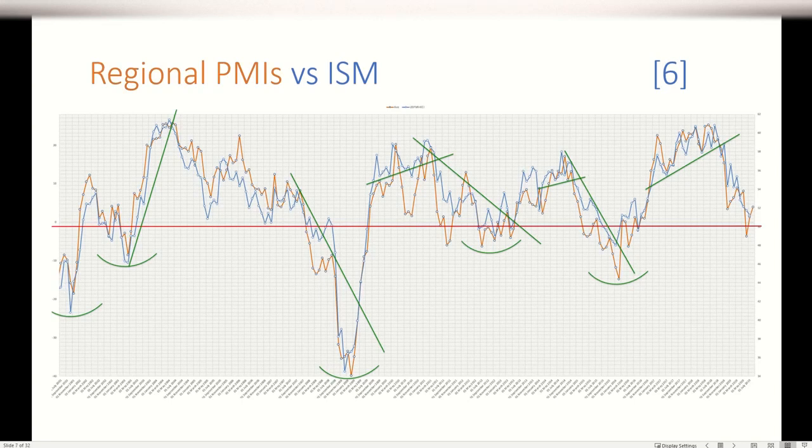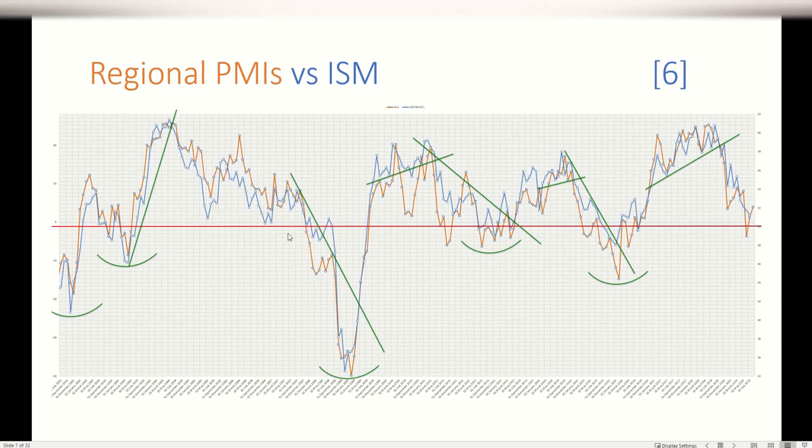So we've got the regional PMIs in orange, and we've got the ISM in blue. Why haven't I gone before 2001? Because you didn't have all 5 of the regional feds reporting. Prior to that, you had about 4 or 3, and so on. So from 2001 onwards, you have all 5 regional feds. And you can see it tends to lead the ISM, either topping out or bottoming.